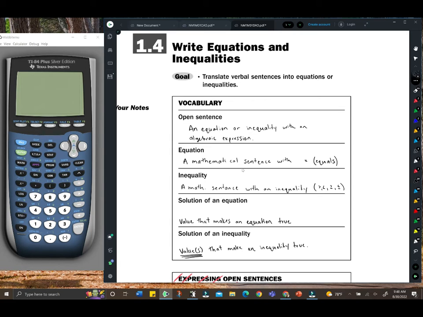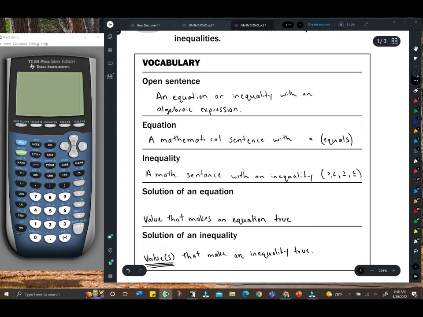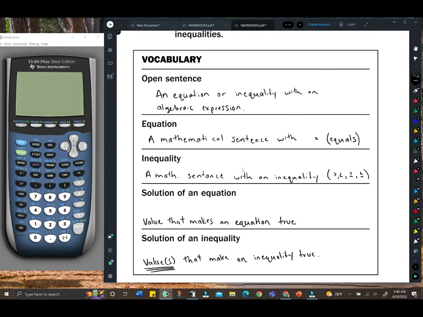Hello there, Algebra 1A, and welcome to Lesson 1.4, Writing Equations and Inequalities. Here is the vocabulary for the lesson. Go ahead and pause this and write that down if you need to.